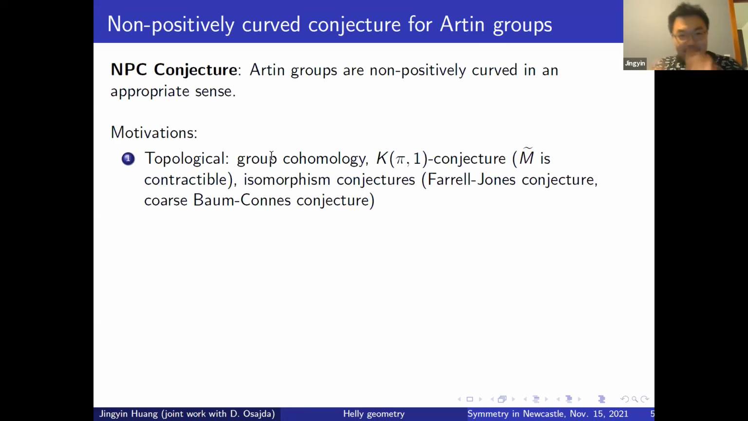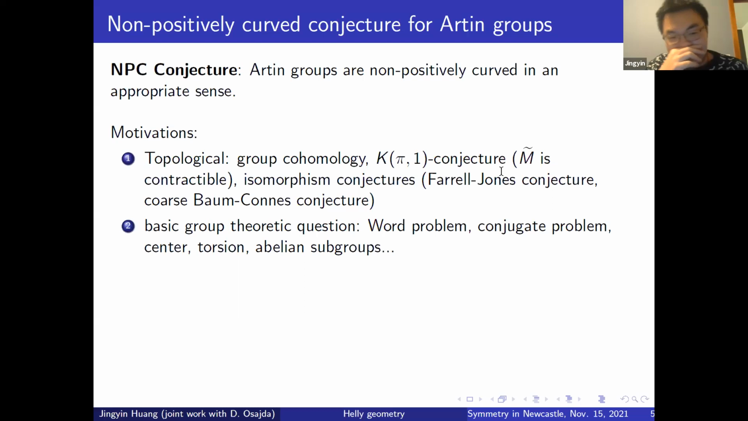So this is one motivation for this non-positive curved conjecture, because there were various cases of Artin group where the K(π,1) conjecture is known, and most of these cases actually rely on some kind of non-positive curved structure on Artin group. And this should not be so surprising, because non-positive curvature usually gives you contractibility.